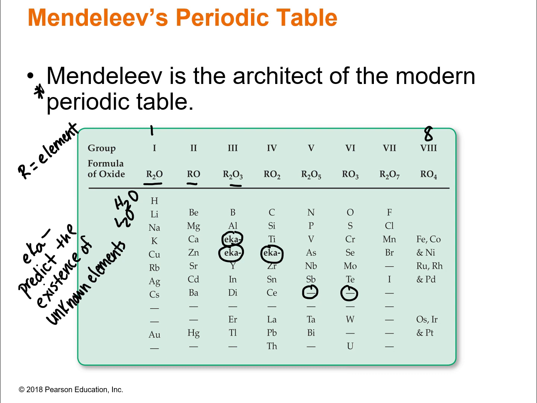And this is the first time that this happened because all the other ones were just really focused on what we already had. But Mendeleev's table showed what we didn't know, or at least some of what we didn't know.